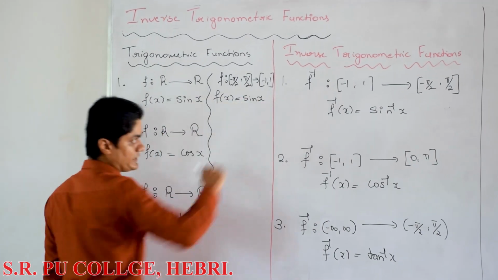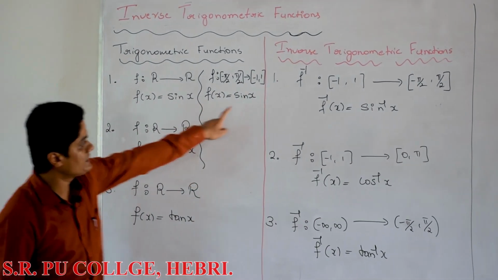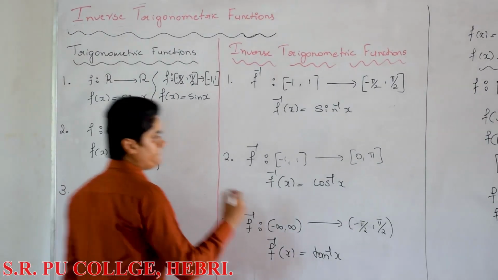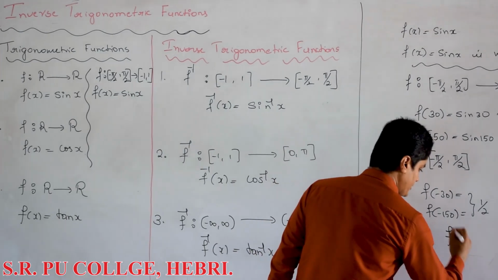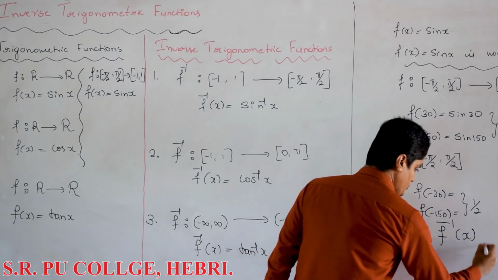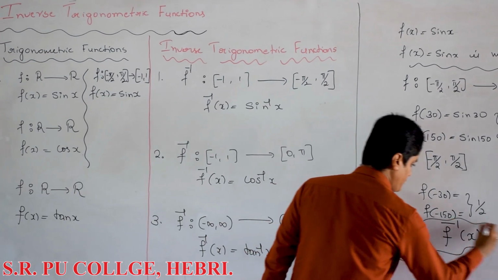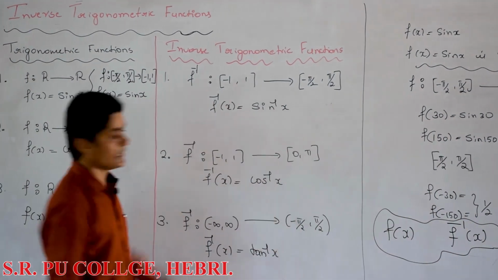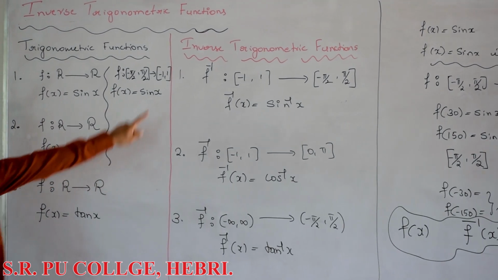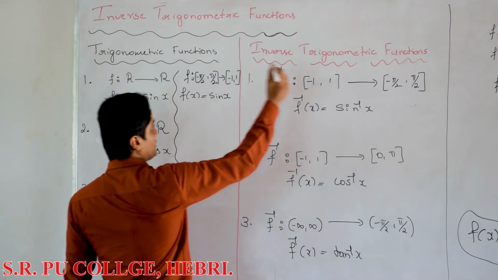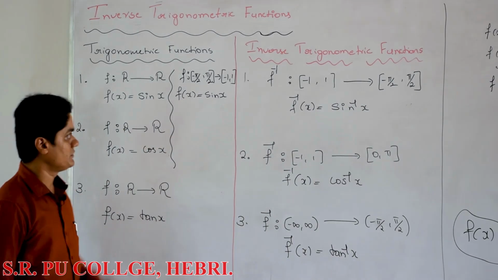So using this bijective sine function, very easily we can define its inverse. As you know, if f of x is a given function, its inverse is denoted by f inverse of x. So using this basic notation, today we are going to define the 6 inverse trigonometric functions, in which the first one is the inverse of sin x, or sine inverse function.